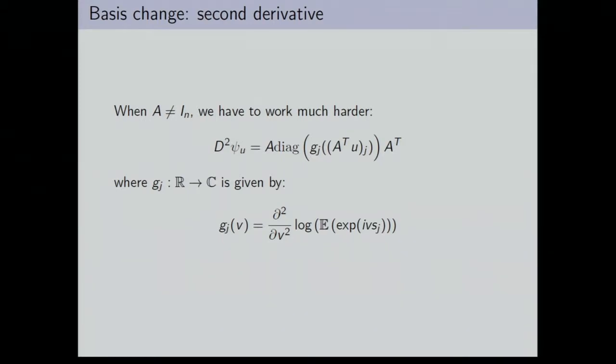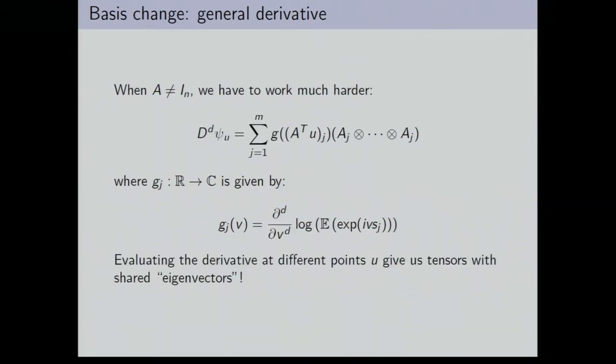Okay, now that was the really easy case when A was the identity matrix. What happens when you use an A which is not an identity matrix? And this is more general than just a basis change. This is actually any matrix. We have to work much harder, basically. But if you do it for the second derivative, you end up with the A's popping out on either side. And notice that the argument is basically column j of A in a product with u. And so that's the second derivative.